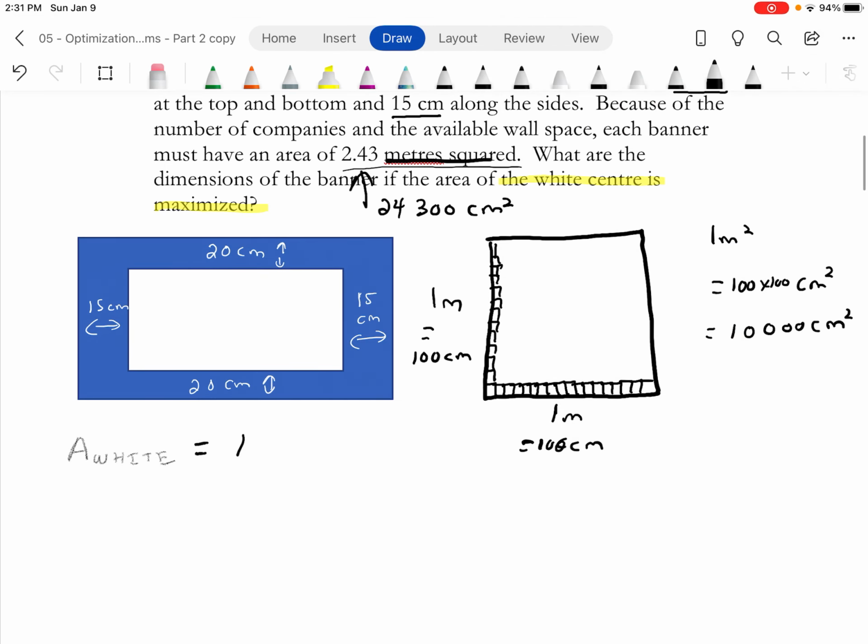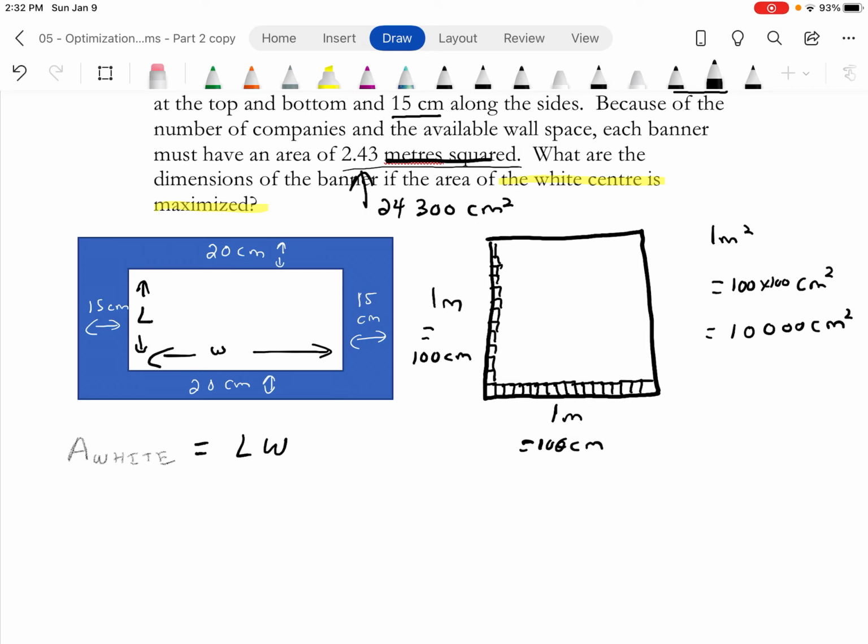Is length times width. But what length times width? That's the big question, is where to put the L and W in this question. Now, because I want to find the area of the white center, then I'm going to put the length and width on this picture, the L and the W, on just the white center part of that. And that's going to matter as far as how I handle this, but that's the equation that I'm going to take the derivative of, because that's what I want to maximize.